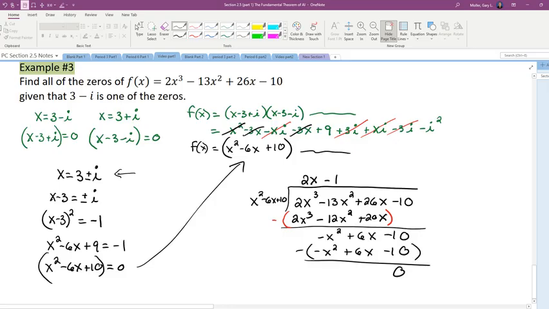So what other factor goes with this? 2x minus 1. Because 2x minus 1 times x squared minus 6x plus 10, or whatever that says, equals that. All right. I think that about does it. We will check back in and do part 2 in the next video.